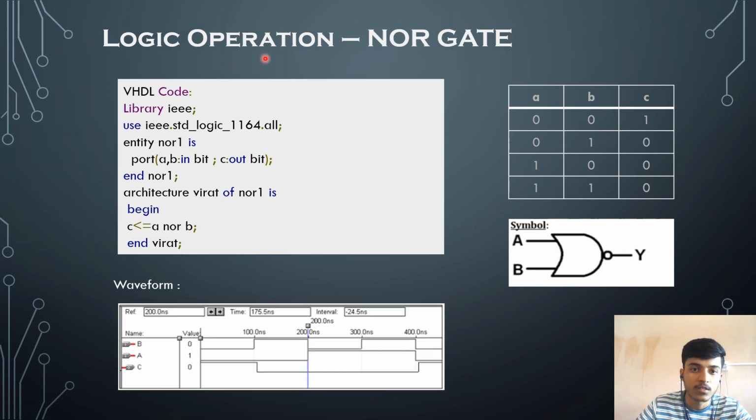Next is the operation for NOR. Similarly, nothing different: all two inputs, single output. I am assigning a NOR of P. NOR is also a keyword here, and we can see the output is nothing but the inverter, or NOT, of the OR gate. This is the logical symbol for the NOR gate and the waveform.